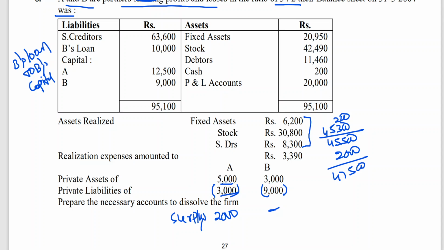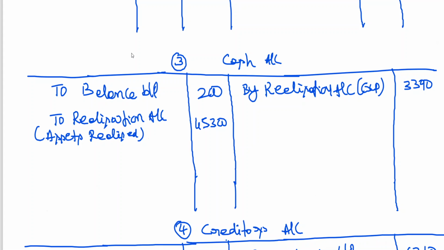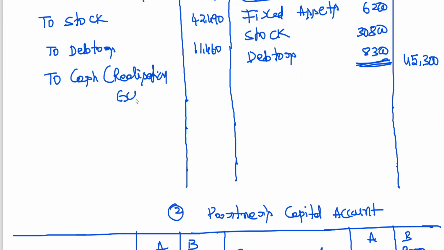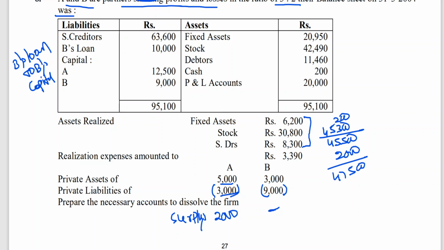Okay. Then I have to write in the realization account, to cash, realization expenses 3,390. Okay. Then this has been completed.